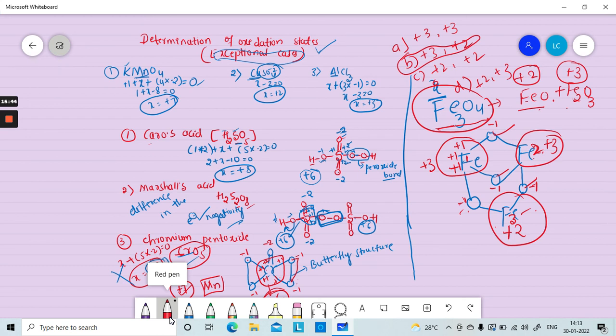As you can see, this Fe3O4 can be written as FeO plus Fe2O3, right? So in FeO, the Fe has a +2 oxidation state. In Fe2O3, it has an oxidation state of +3. Right, so I hope you are understanding. Do examples like this, and in our next video also I will come with different exceptional cases for determination of oxidation state. Hope you like this video. Thank you.